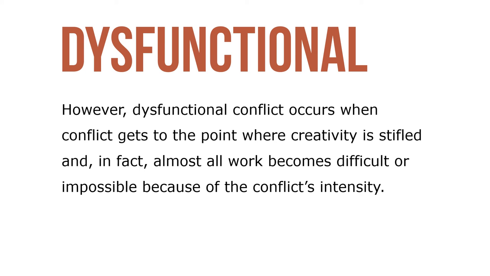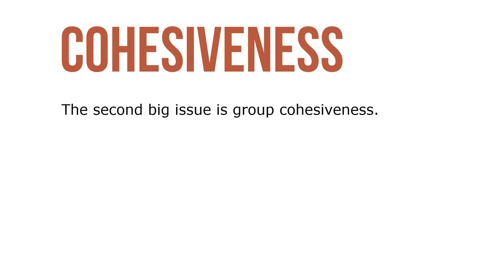However, dysfunctional conflict occurs when conflict gets to the point where creativity is stifled and, in fact, almost all work becomes difficult or impossible because of the conflict's intensity. The second big issue is group cohesiveness. Cohesiveness is an intent and desire for group members to stick together in their actions. In organizations, we've learned that in order for work groups to become as good as they can possibly be, the group has to become cohesive.